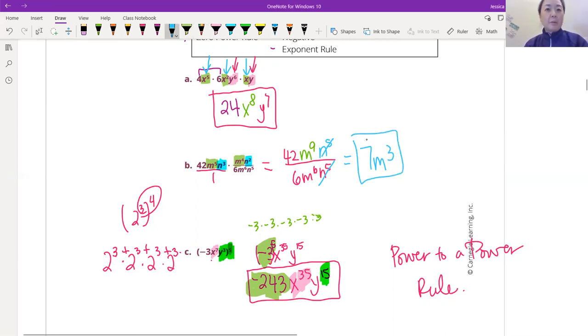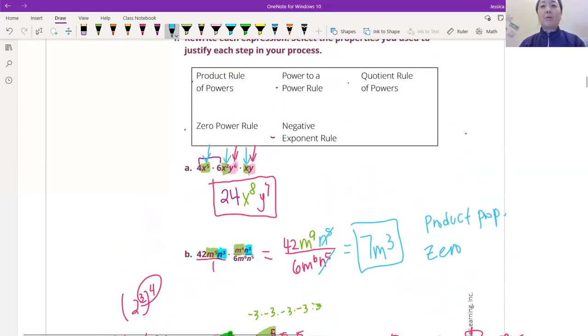So, oh, we didn't talk about the properties. So what properties did we use? Well, we used the multiplication one, the product property. What else did we use? Technically, this is because 5 minus 5 is 0. So technically, the zero, what is it called? The zero power rule.